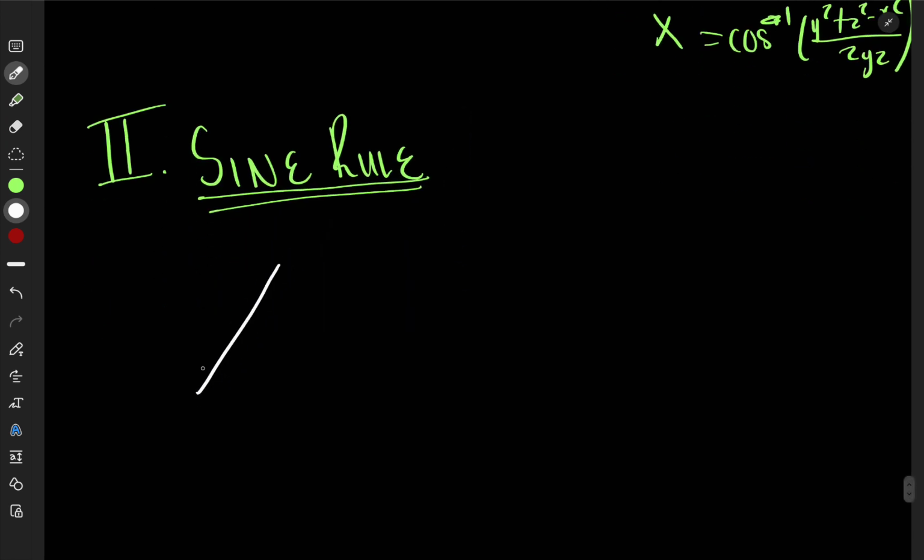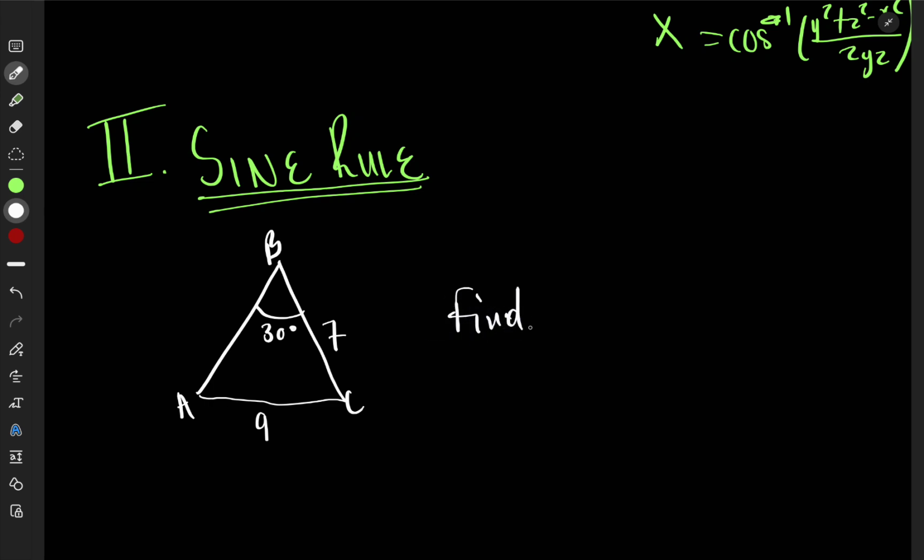okay? So if you get a question like this, I've given you an example before in the previous video. 30 degrees here, then you get 7, and then you get 9 here, and then they could say, please find this side. They could call it X, or whatever. Say this is A, B, C. They could say, please find the angle BAC.